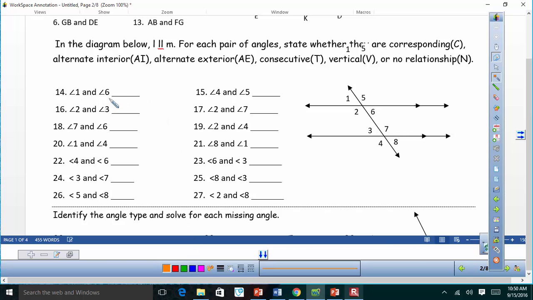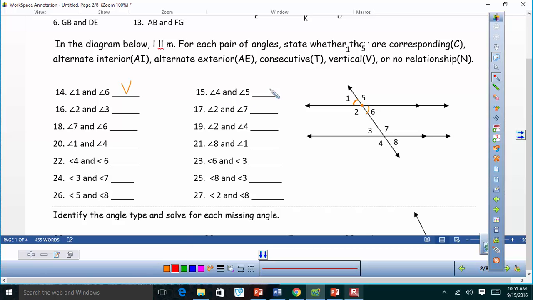We have angle 1 and angle 6. Angle 1 is right here. Angle 6 is right here. Are those corresponding? Alternate interior? Alternate exterior? Consecutive? Vertical? Yes, they are vertical. Vertical angles are across from each other and they share the same vertex.